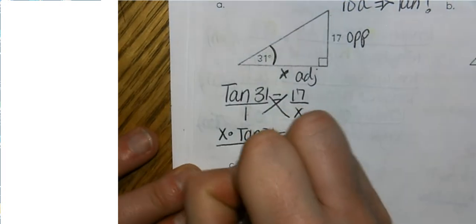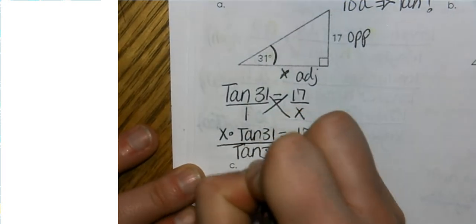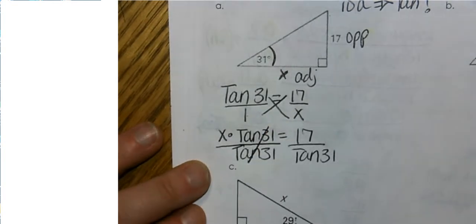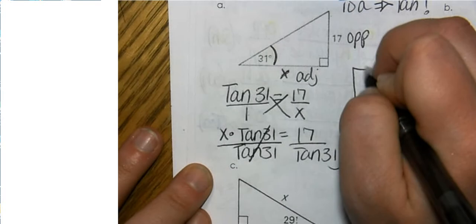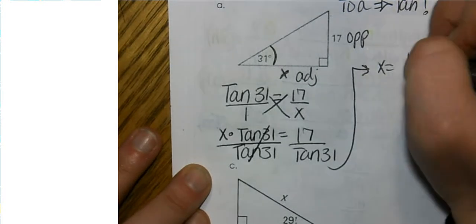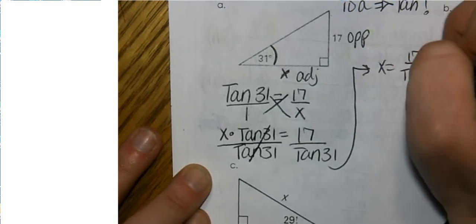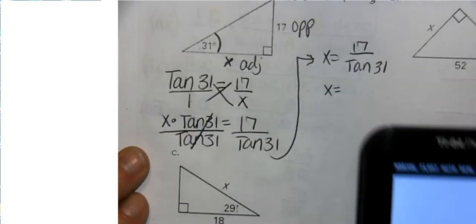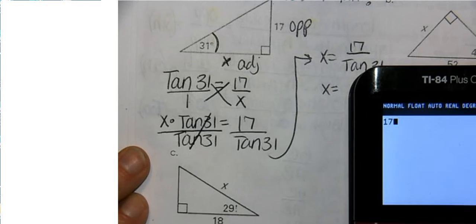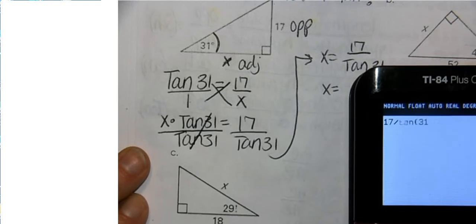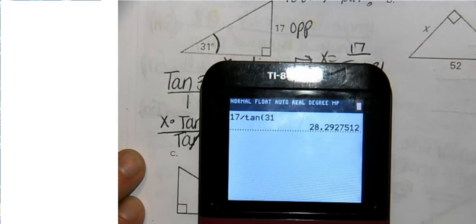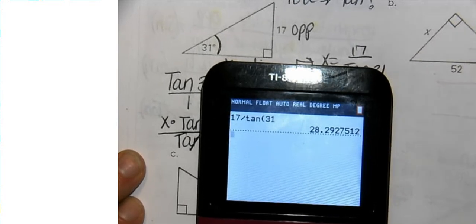I'm going to divide both sides by the tangent of 31. And what's going to happen is the tangent of 31 is going to cancel away, leaving me with x equals 17 divided by the tangent of 31. And I'm just going to put this into my calculator exactly as I see it. So 17 divided by the tangent of 31, that is 28.29 if we were to round this to the nearest hundredth. So 28.29 is our answer.